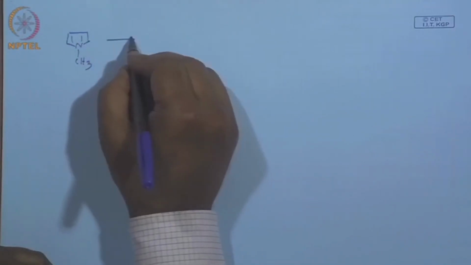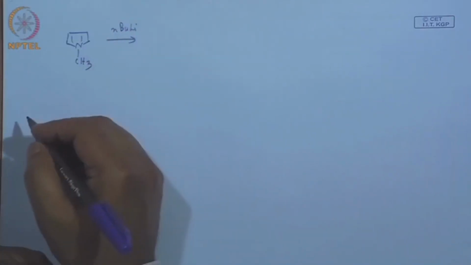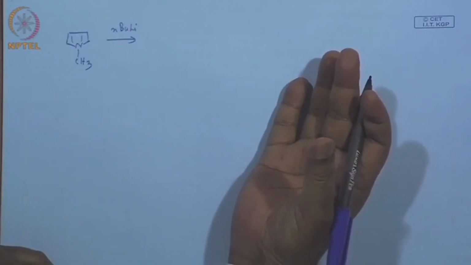If you begin with, let us say, n-butyllithium, what is expected? By now all of us know. What is our expectation? Lithiation. Lithiation is actually driven by 2 important factors. You have to keep it in mind. 2 or 3, if you recall; actually 3 different factors.